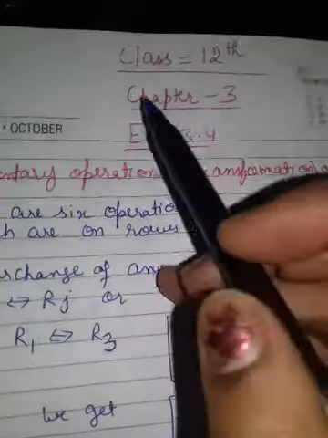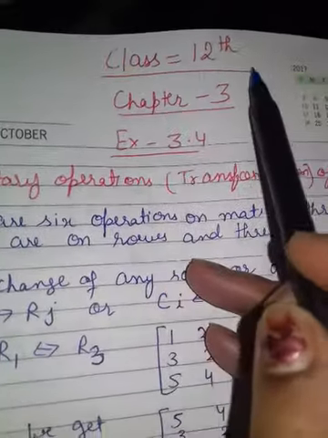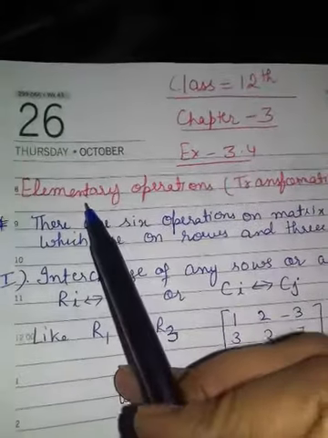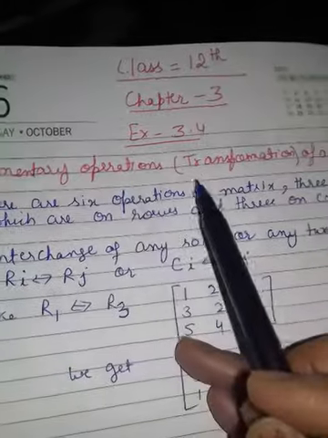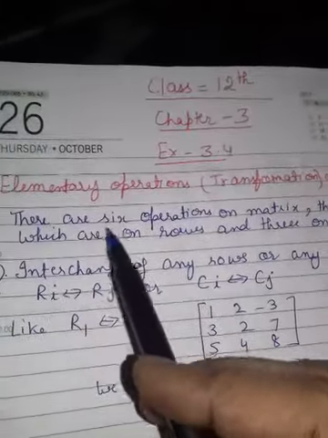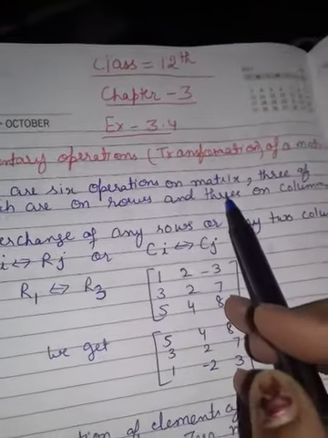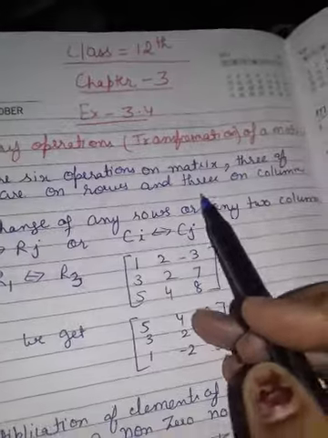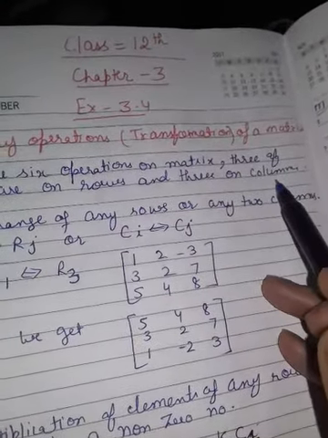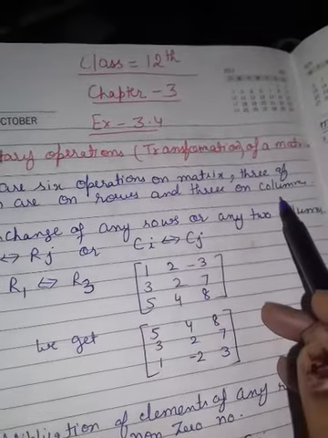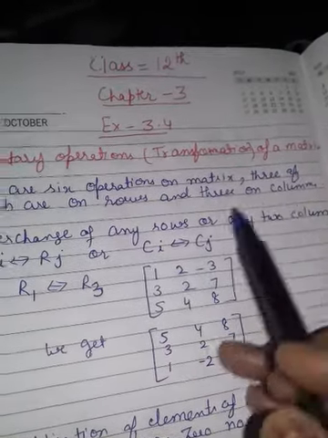Hello friends, today we are going to start class 12th chapter 3, exercise 3.4, elementary operations, meaning transformation of a matrix. There are 6 operations on a matrix, 3 of which are on rows and 3 on columns. As you know, rows are known as horizontal and columns are known as vertical.